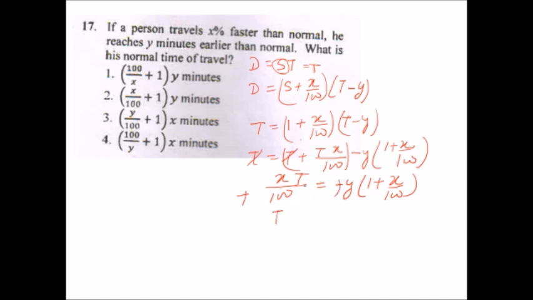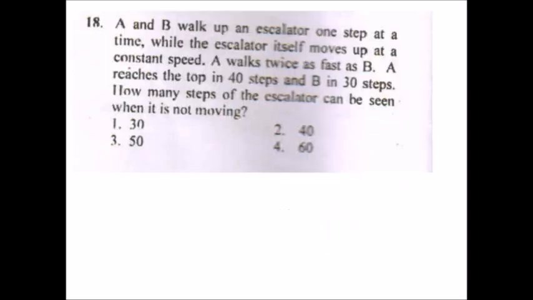Now we have to calculate for t. Then t is equal to 100 by x into (1 plus x by 100) into y. It will be 100 by x plus this x and 100 will be cancelled out, which will be 1 into y. So the answer will be (100 by x plus 1) into y minutes.